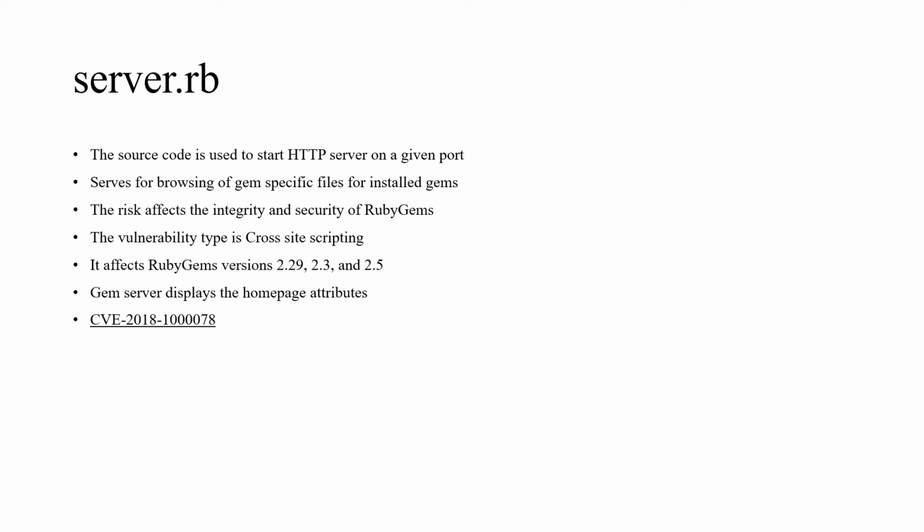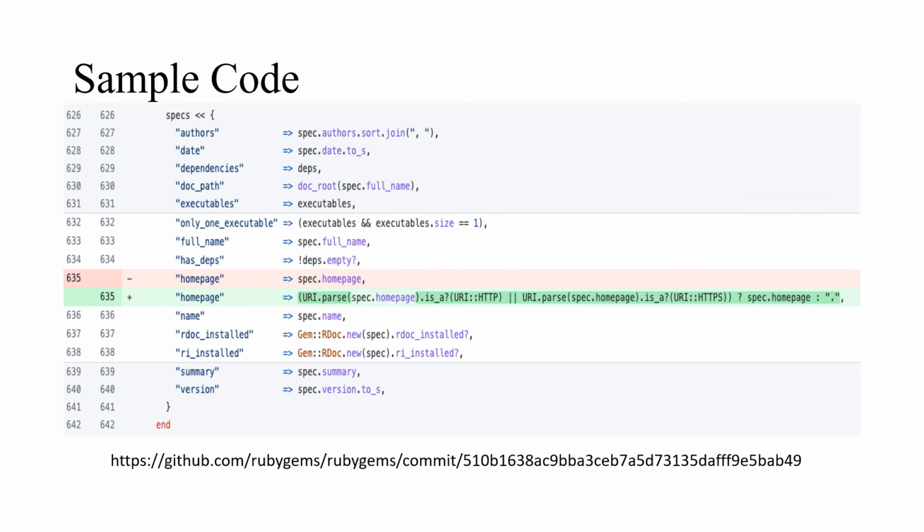This vulnerability in gem server displays the home page attribute that can cause cross-site scripting. This vulnerability seems to be exploitable if the victim browses to malicious gems on the vulnerable gem server. This vulnerability was registered in CVE 2018-1000078. This is the sample code that we found from GitHub for this vulnerability issue, for this error code, and the fix for it.